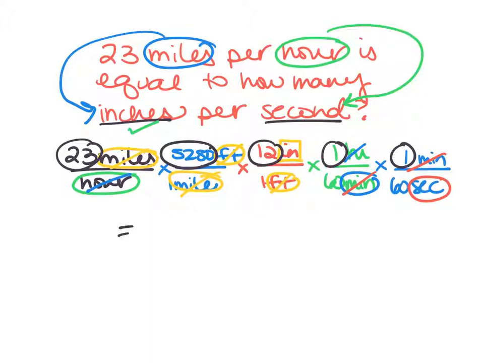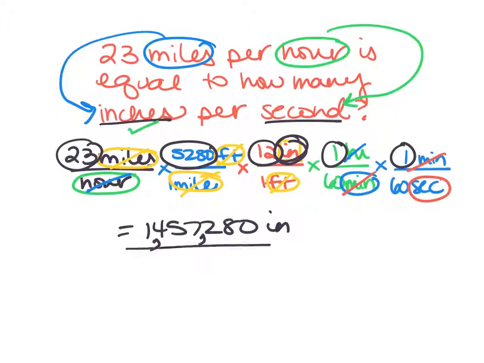23 times 5,280 times 12. It's a really big number. 1,457,280. Okay, so I have 1,457,280, and I have inches. That's the only unit that's left on top, which is good because that's what I wanted. Okay, and then on the bottom, I have 1 times 1 times 1 times 60 times 60, which is 3,600, and I have seconds left on the bottom, which is good because I should have seconds.